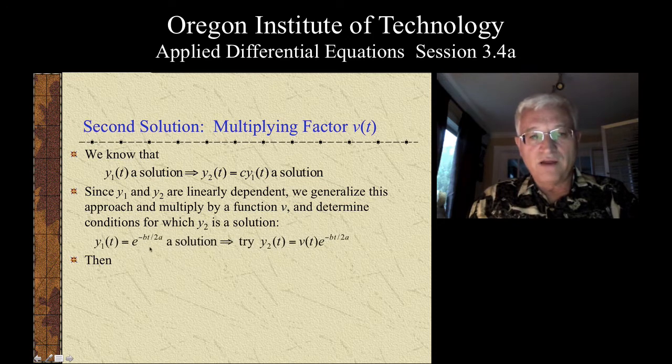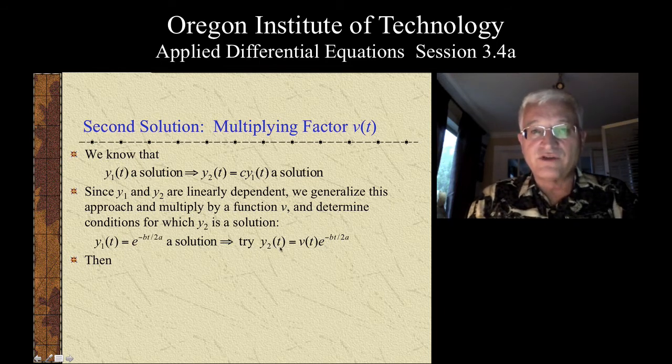So here's our y1, and we're going to attempt a y2 to be in this particular form. Well, if that is a solution, then I should be able to plug y2 and y2 prime and y2 double prime back into the original differential equation and have it be equal to 0. So let's give it a try.